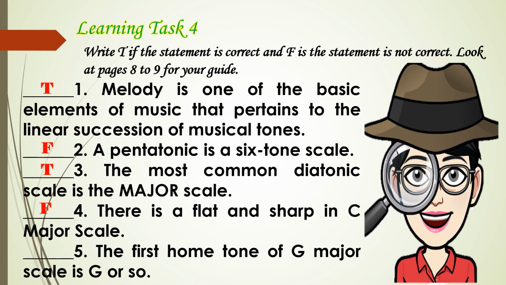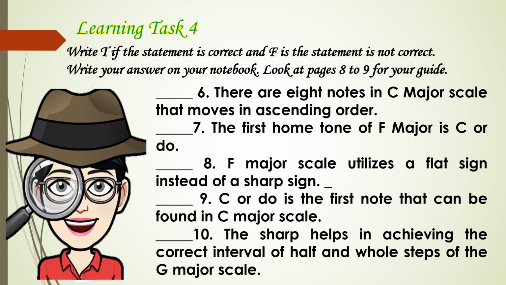And last, number 5. The first home tone of G major scale is G or So. And the answer is letter T. Great! Number 6. There are 8 notes in C major scale that move in ascending order. And the answer is letter T. You made it! Number 7.